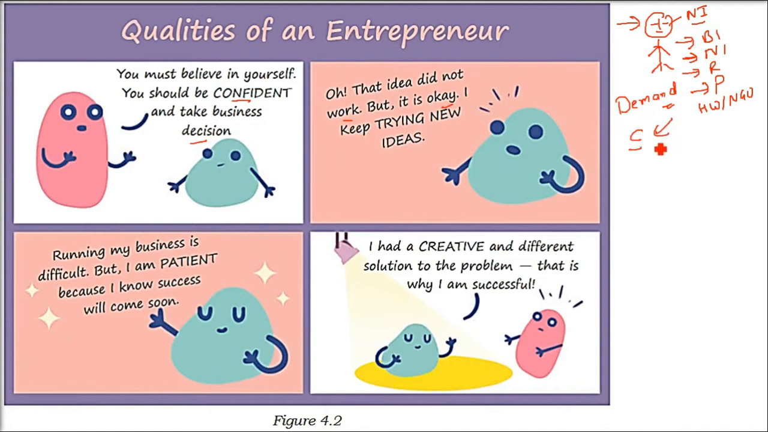For example, the corona came. If we were not having entrepreneurs like Serum Institute or say Bharat Biotech, nobody would have thought that we'll get these medicines or vaccination so easily, because they were trying new ideas, new things, depending upon the demand of the society. So it was a demand that people need vaccination.